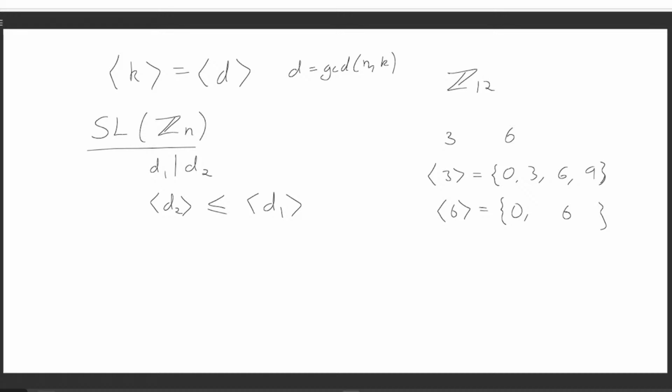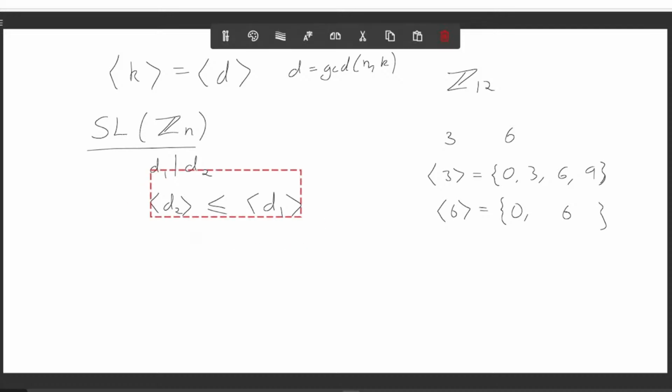Also, anything which is a multiple of this is a multiple of the smaller divisor, which means all these elements have to be here, right? So yeah, all these elements have to be here. So that's why you get this.